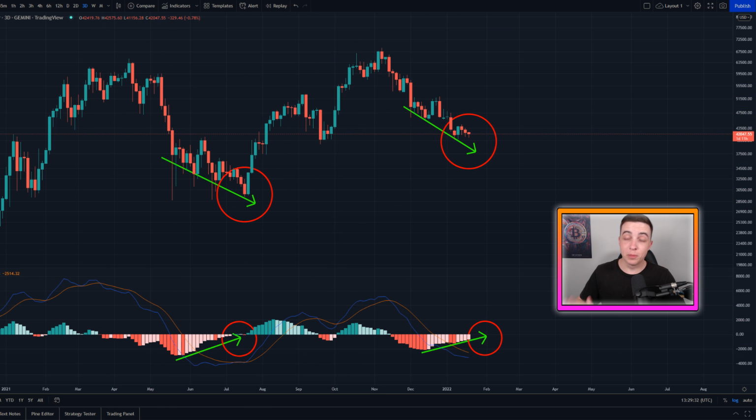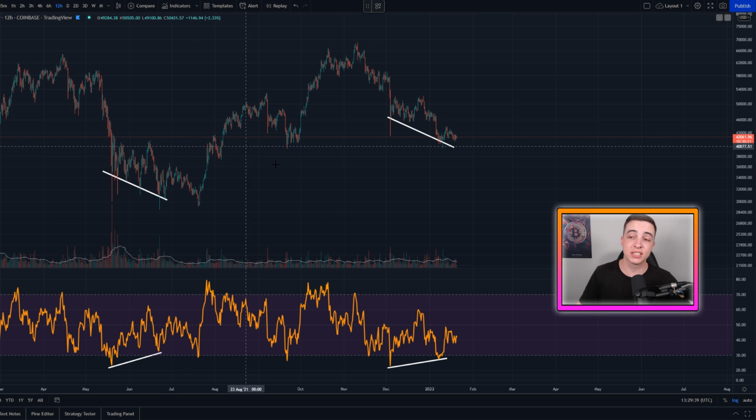And speaking of bullish divergences, not only are we seeing a massive bullish divergence between the price and the MACD on the 3-day chart, we are also seeing a massive bullish divergence between the Bitcoin price and the RSI here on the 12-hour time frame. This is absolutely nothing new for the subscribers out there, because I have been talking about it quite a lot over the past 1 to 2 weeks.